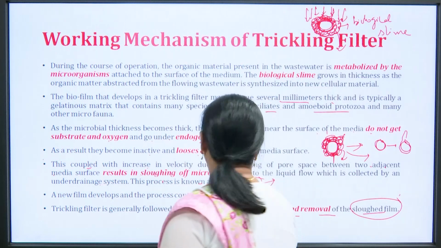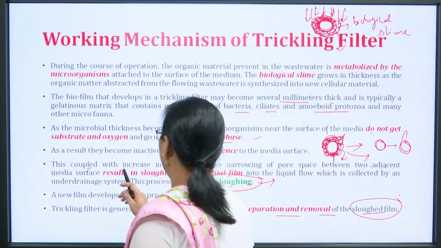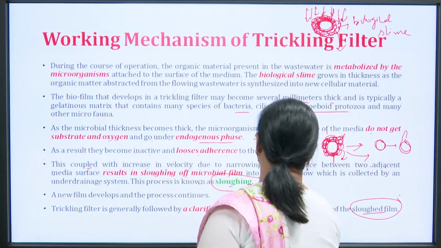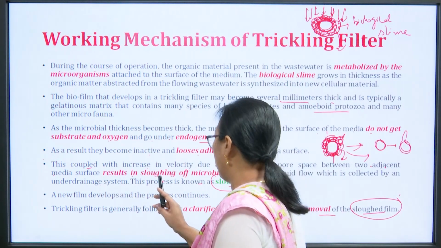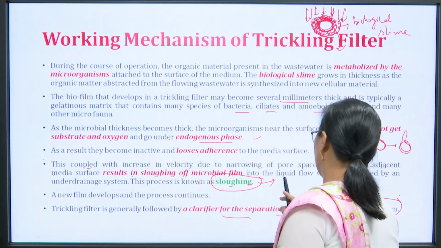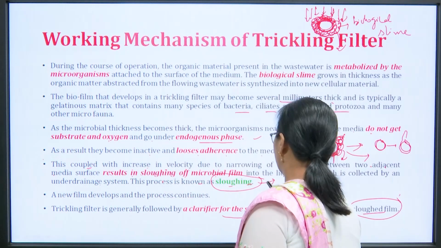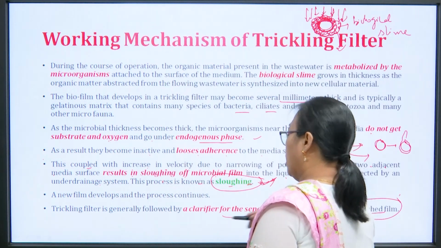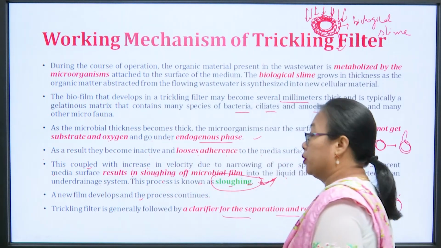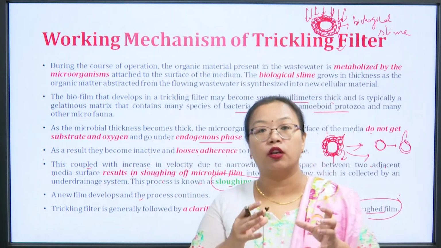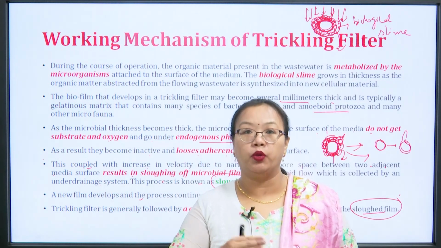Okay. So, now what we have seen here. So, now let us come to this. This coupled with increase in velocity due to narrowing of the pore space between the two adjacent media surface result in slogging of microbial film into the liquid flow, which is collected by an under drainage system. This process is known as slogging, right. So, after slogging, what will happen? A new film develops and the process continues. So, once the slog material falls down, obviously now it starts from 0. So, you are going to start again.